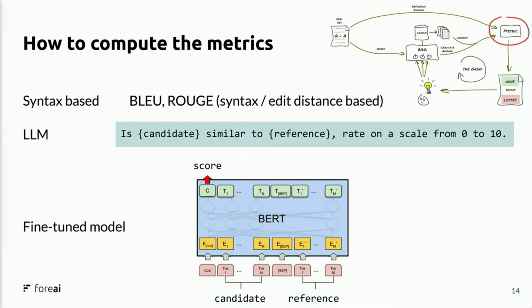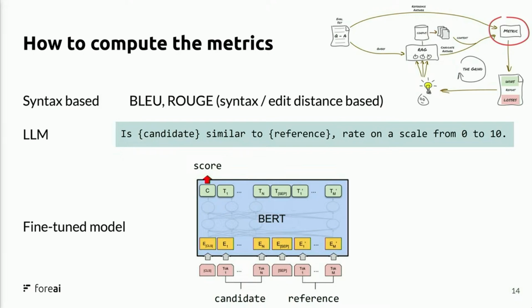From NLP, there has been a field for a long time, even before LLMs. And usually, what people have done is use syntax-based metrics. BLEU and ROUGE are examples, or they're edit distance based, where you have a sentence without understanding the structure or the semantics of the sentence. You just find distances in edit space, like how far away are they from each other.